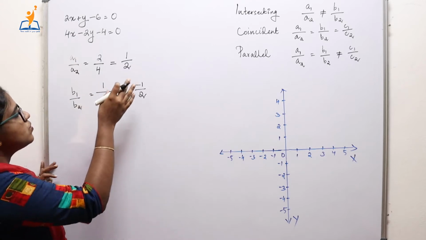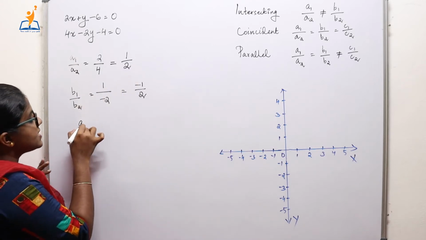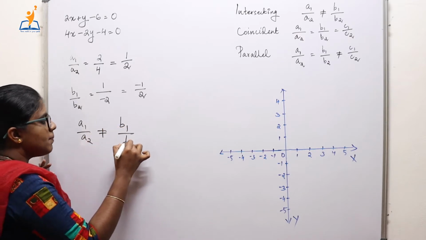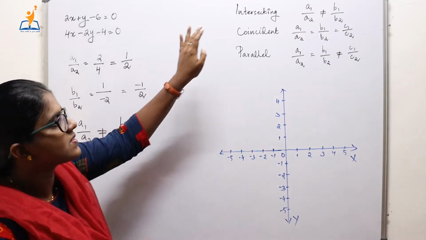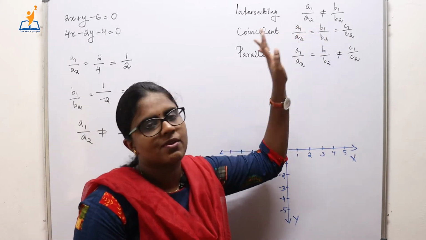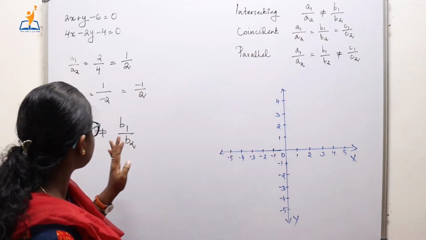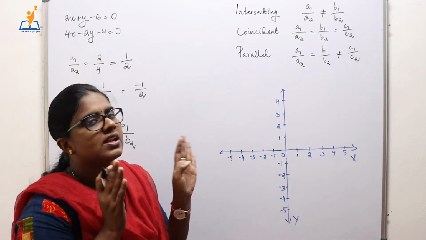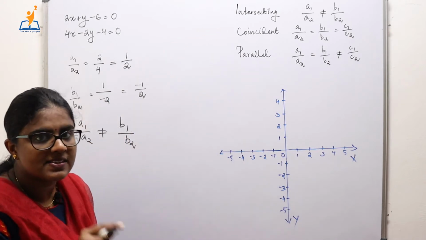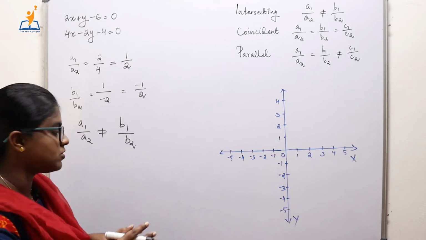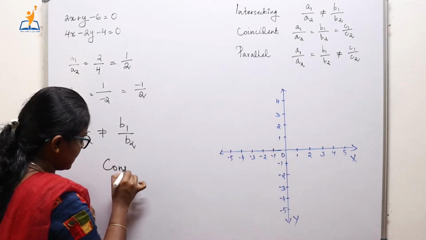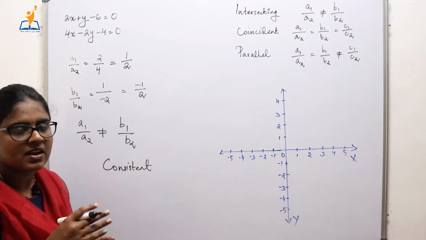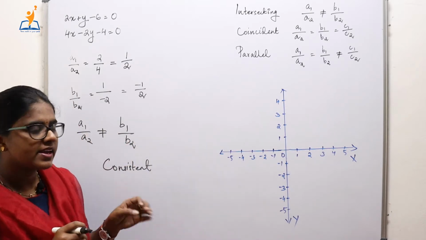And from these two ratios we can conclude that a1 by a2 is not equal to b1 by b2, which is our first condition. a1 by a2 not equal to b1 by b2, which means in the graphical solution the lines will intersect at a single point, and such a solution is always consistent. Since we found that the solution is consistent, we have to solve it graphically.